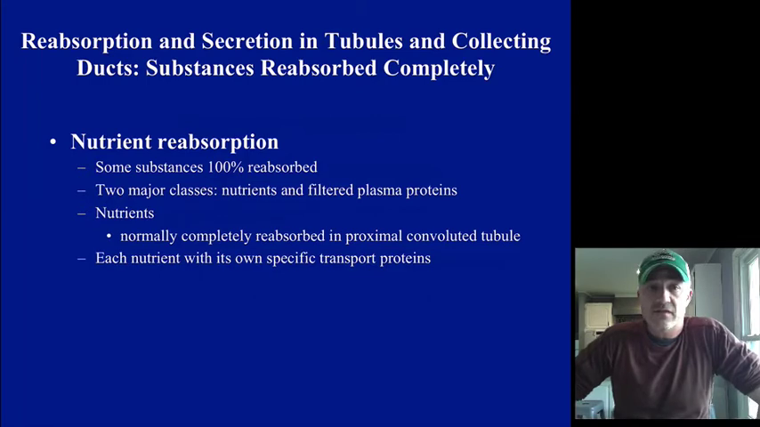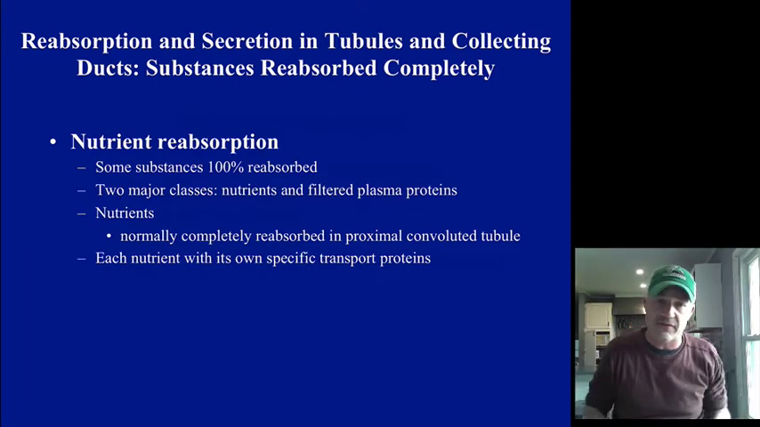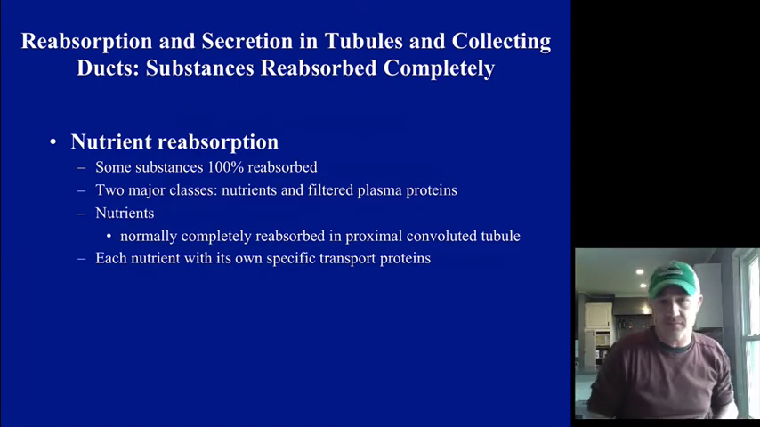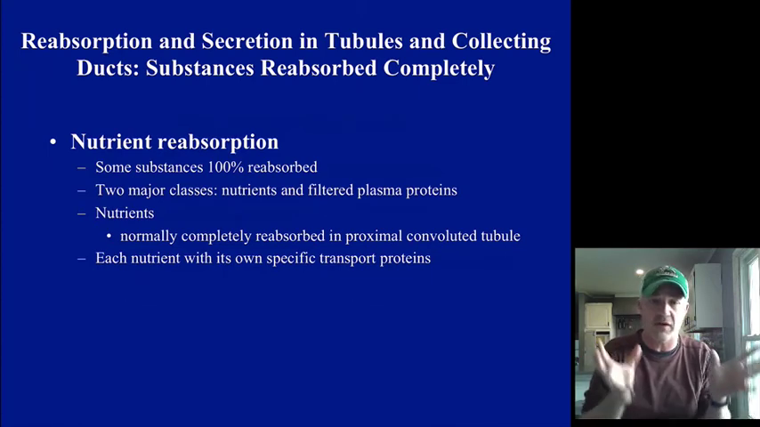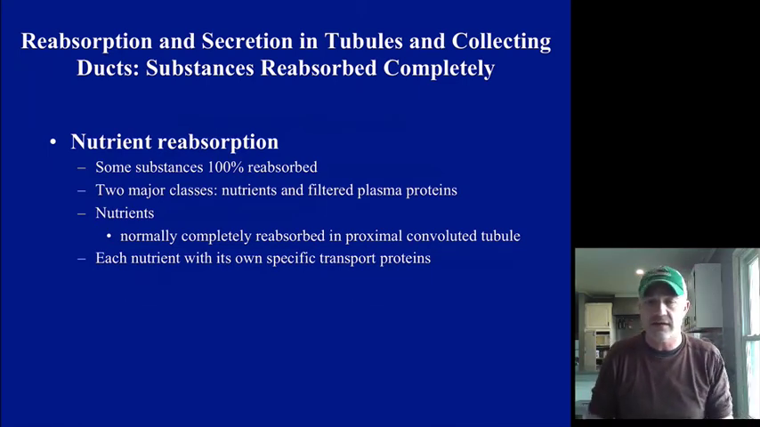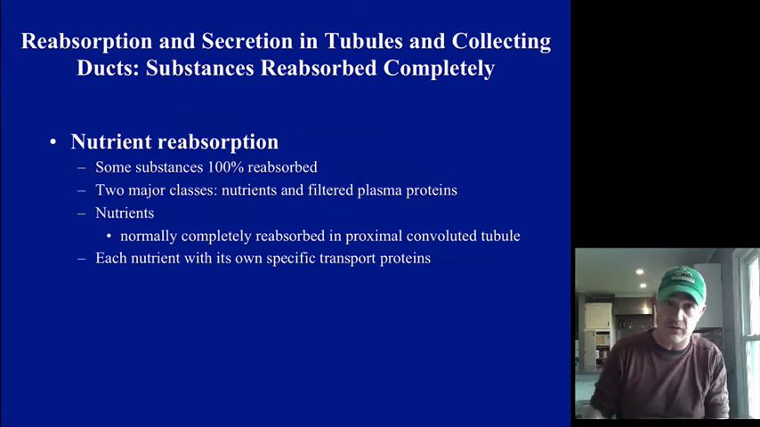So as I was saying, certain substances we are going to reabsorb 100%. Certain nutrients and plasma proteins we're definitely going to be doing that with. Again, things like glucose are completely reabsorbed in that proximal convoluted tubule. Each nutrient, though, is going to have its own transport proteins and therefore its own renal threshold, its own transport maximum levels that we can do with it.